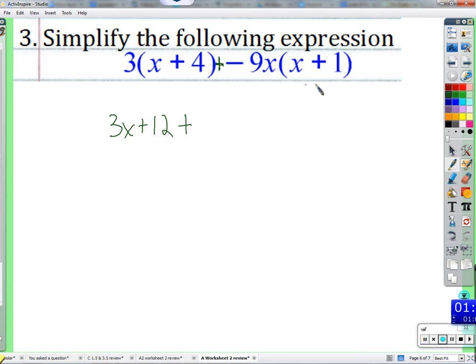So how do we get whatever it is we're supposed to get over here? 9x times x plus 9x times 1. 9x, or something slightly different than 9x? Negative 9x. I'm sure that's what you meant. So 9x squared and then minus 9x. Make sure that negative does make it over to the second term. And then we collect like terms. I write it the standard way, descending order of powers. So negative 9x squared minus 6x plus 12.